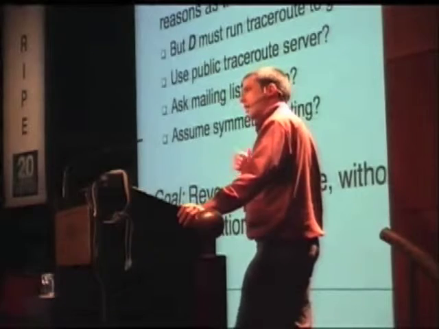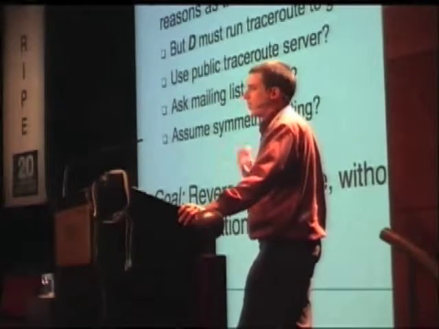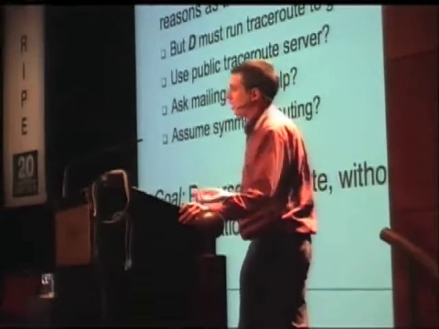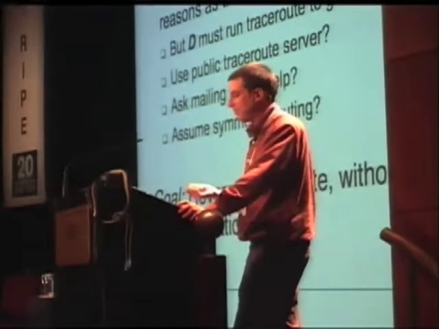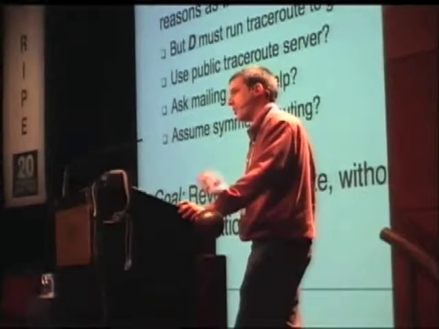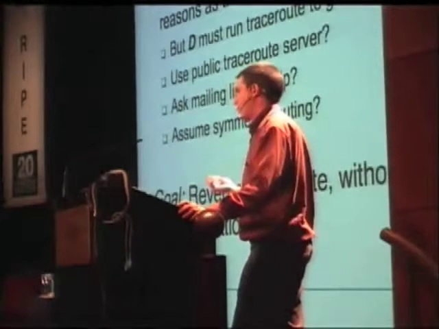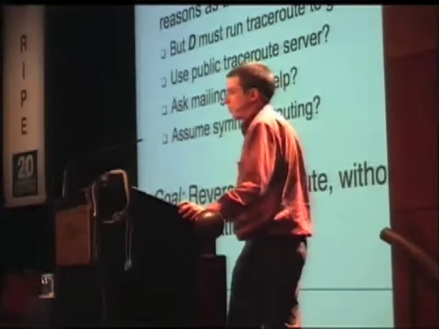We can assume symmetric routing, and I think that's what we end up falling back on. But most paths on the internet are asymmetric. So none of these really work as well or as often as we'd like, and we end up using them because we have to, not because we want to. The goal of this work is a reverse traceroute that works without control of the destination.